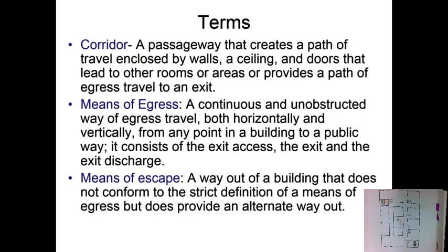Means of egress, remember, continuous and unobstructed way of egress travel. And then means of escape is a way out of a building that does not conform to the strict definition of a means of egress. It provides an alternate way. There's a lot of times people that live in a downtown area, and they may have a fire escape on the outside of the building. And so you've seen those in lots of different movies where they have a fire escape to be able to get out of the building.